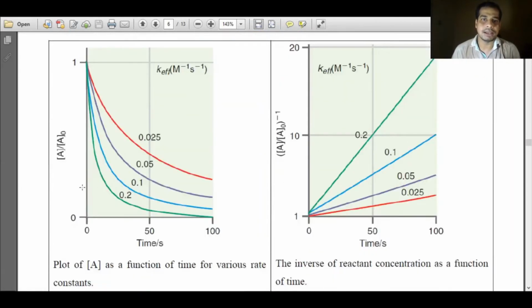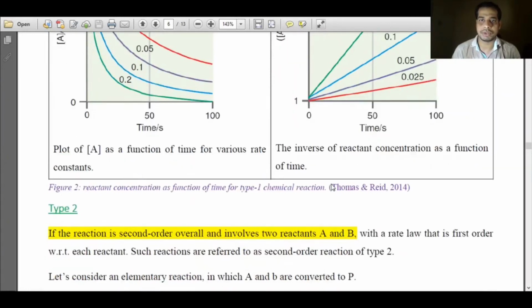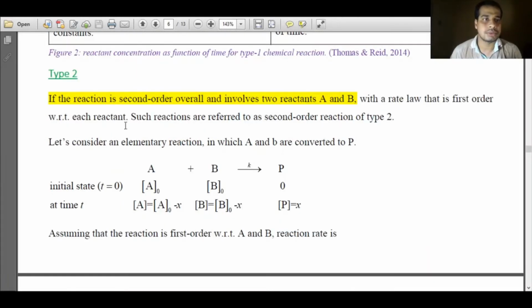As I said, if we plot a graph of the reactant concentration with respect to time, it decreases exponentially with respect to time. Again, the rate of exponential decrease will depend upon the effective rate constant. Similarly, we can draw a graph of 1 over A versus time t, and I will get a linear graph with positive slope. Then we will discuss type 2 second order reaction.